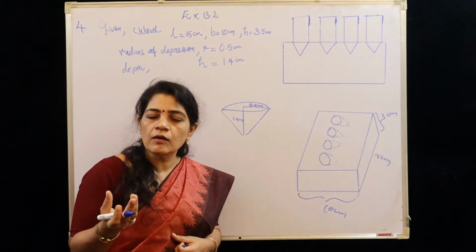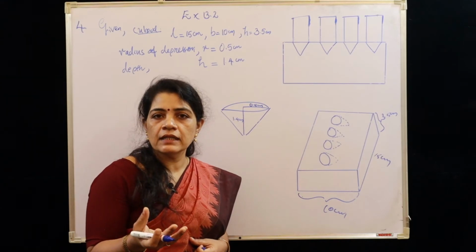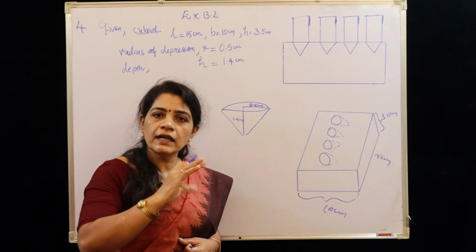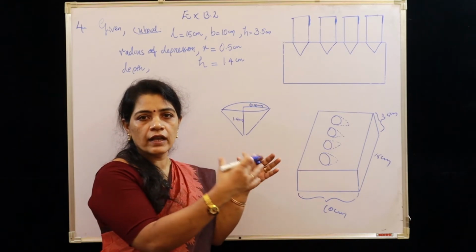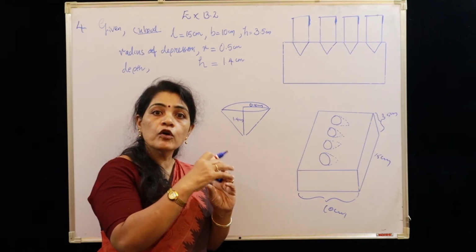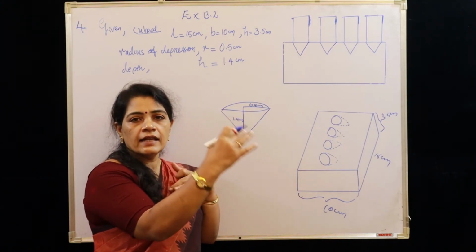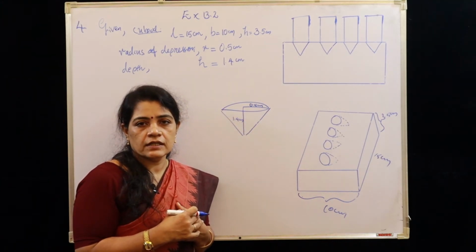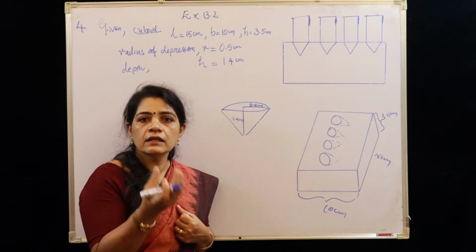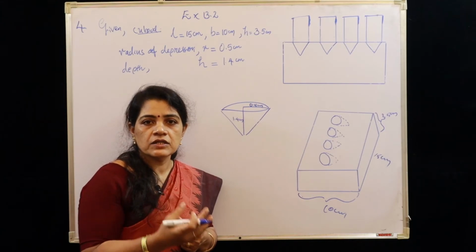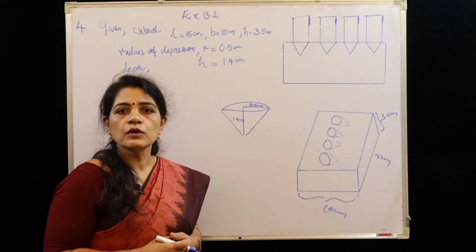So what is the volume of a cone? It is 1/3 πr²h. So r and h are given, and multiply that by 4 and you will have the volume of the 4 conical depressions. That should be subtracted from the entire cuboidal wood stand. That will give you the wood in the pen stand. That is what we are going to do.